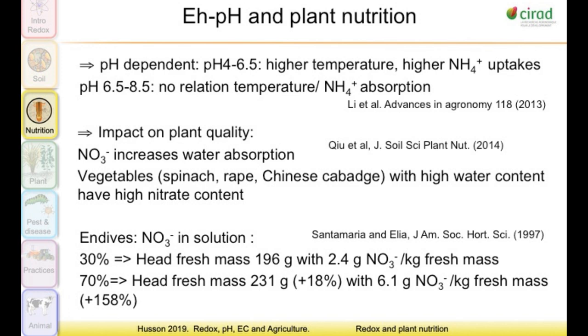There's also an impact on plant quality, so nitrate absorption. In fact, in vegetables, when they have high water content, there's high nitrate content. And we know it's bad for health. For endives, for instance, if you have 30% nitrate in the solution, you have a mean fresh mass head of 196 grams with only 2.4 grams of nitrates per kilogram. You invert it, you make it 70% nitrate and 30% ammonium. You gain 18% in the mass, but you multiply the nitrate content by 2.5. Okay, so you can see the effect of nitrate fertilization.